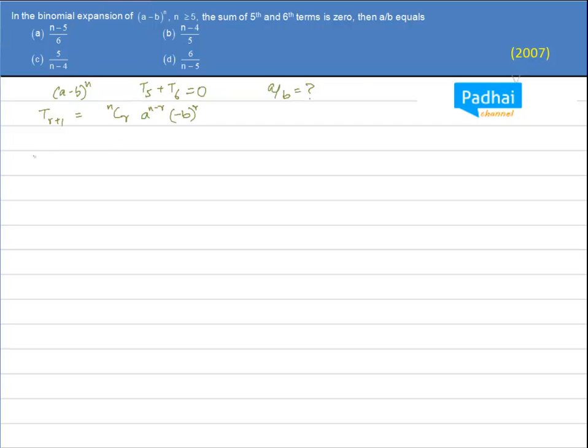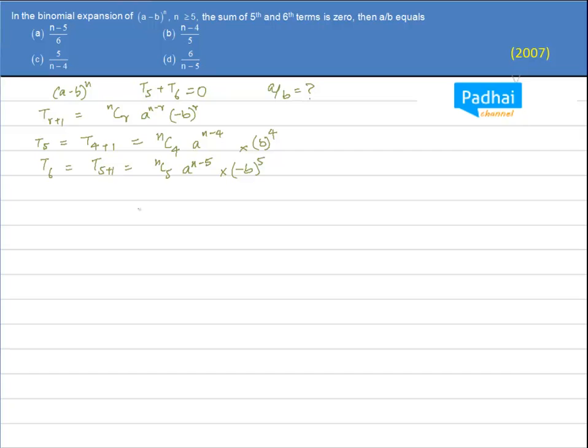Okay, so now what will be t5? Let's see. t5 will be equal to t(4+1). So that implies nC4 a^(n−4) b^4, because the minus in minus b will get cancelled because of the even power. And what will be t6? t6 will be t(5+1), which will give you nC5 a^(n−5) (−b)^5.